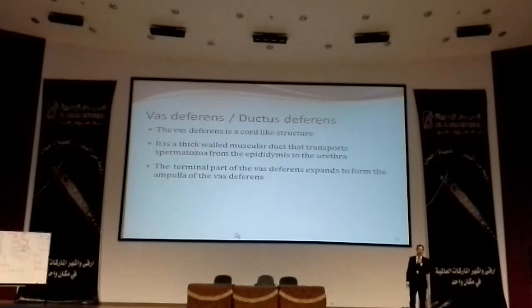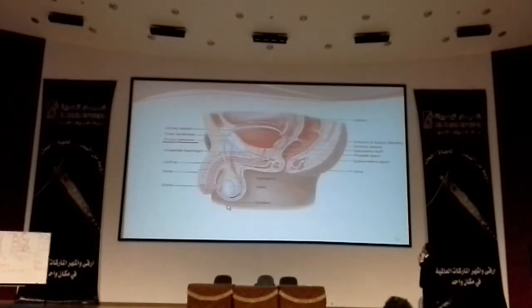Next, please. You see again, this is a testis, this is an epididymis, this is the head, body, and tail of the epididymis. Now, at the tail of the epididymis starts the beginning of the vas deferens. You see, this is the vas deferens. It continues.